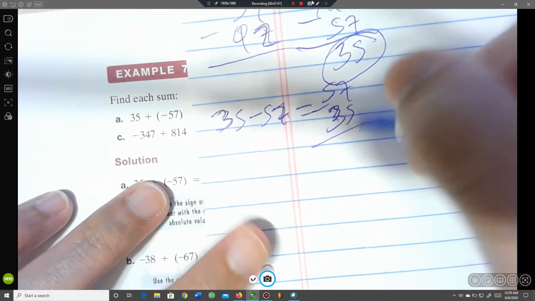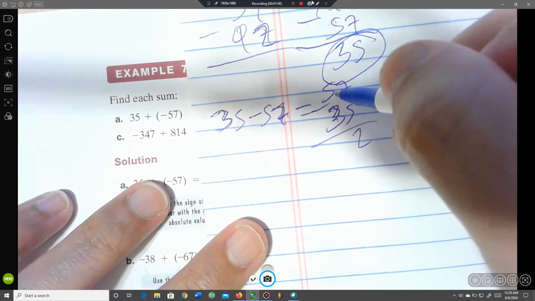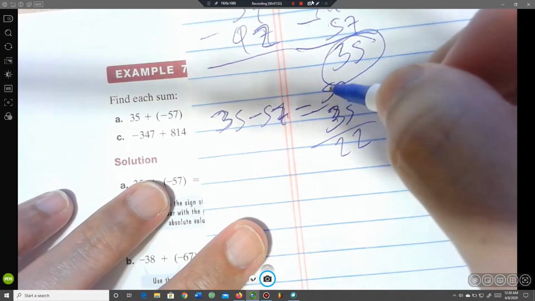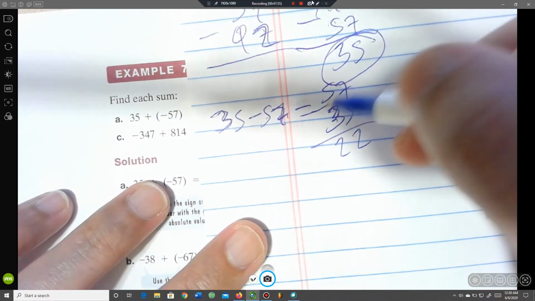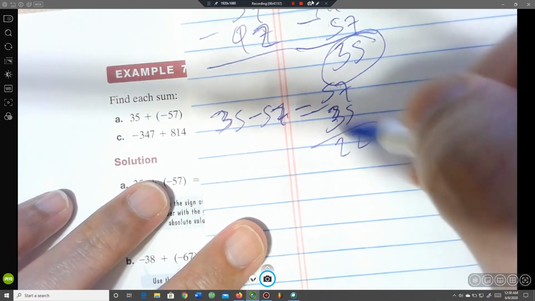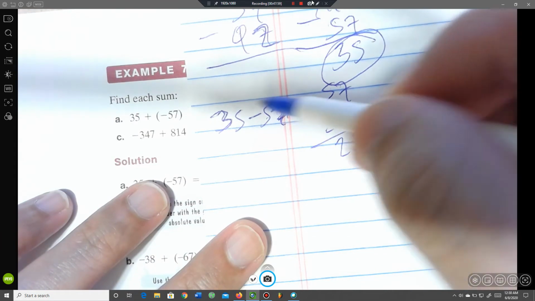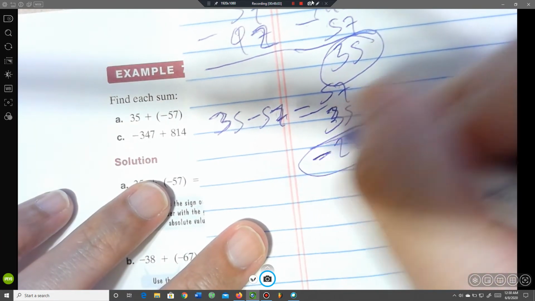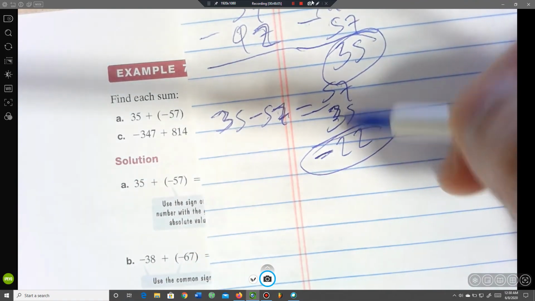7 minus 5 is 2. 5 minus 3 is 2. Let me see. Yeah, it is 5 minus 3. And then go back and look at the sign of the largest value, include it in the answer, and that should be the answer. Okay.